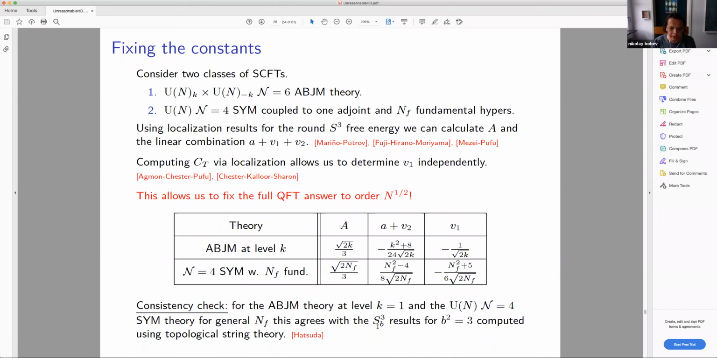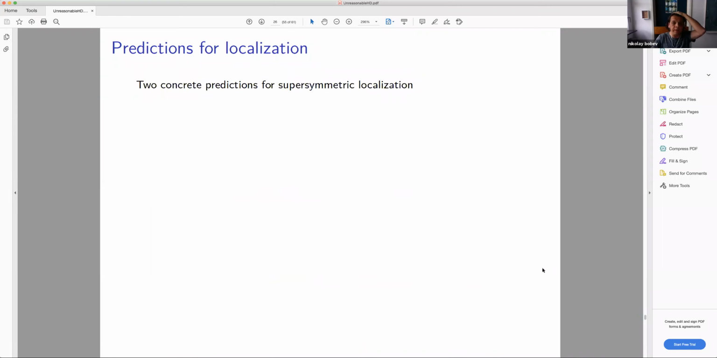Okay, so an interesting consistency check is that some people observe that the squashed sphere localization answer for a very special value of the squashing parameter for ABJM and for this other model has something to do with the topological string, the matrix model arising in the topological string on various manifolds. I'm not gonna go into detail, but this person computed these quantities precisely and they agree with what we have when you take the squashed sphere with this value.